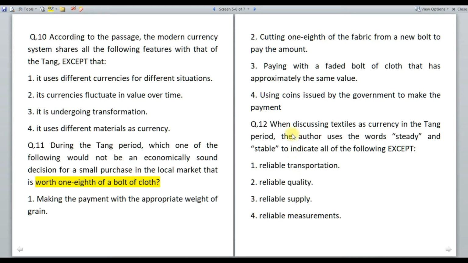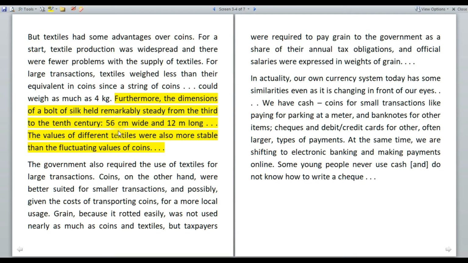Question number 12. When discussing textiles as currency in the Tang period, the author uses the word steady and stable to indicate all of the following except, which means three options would belong to one category and one would be the odd one out. Let's figure out.